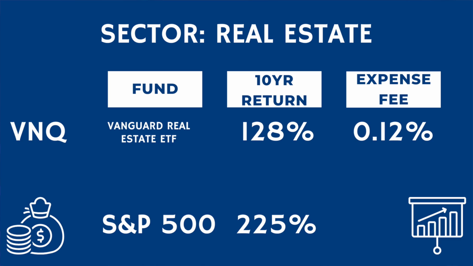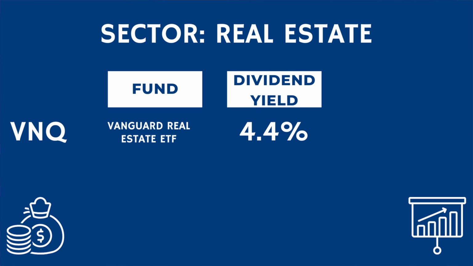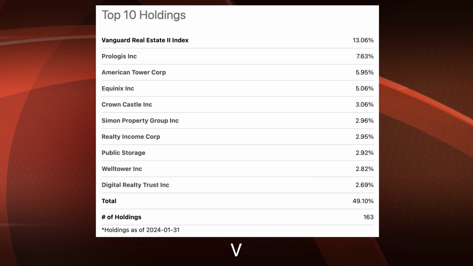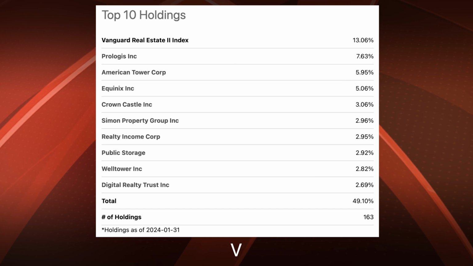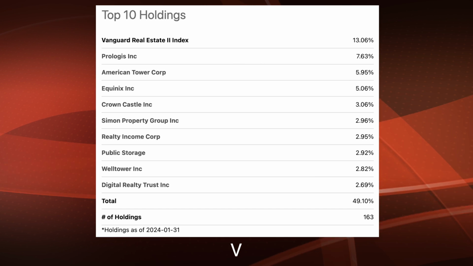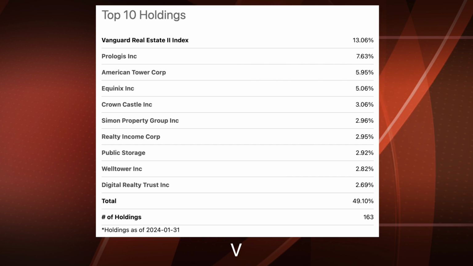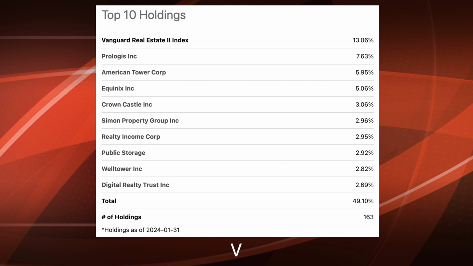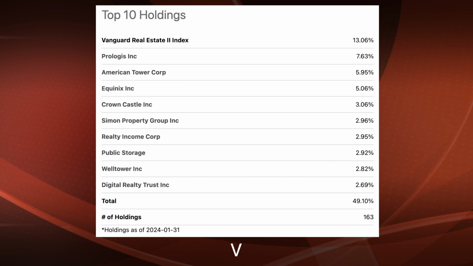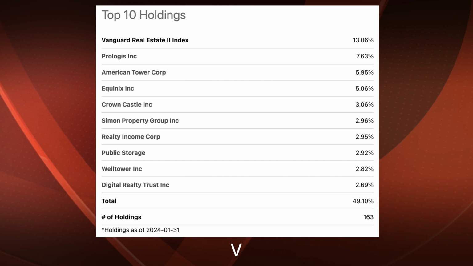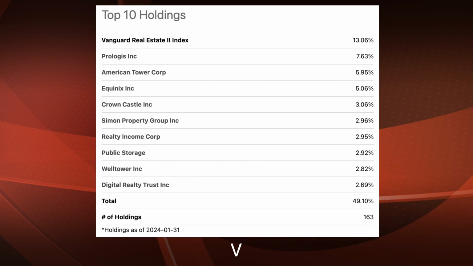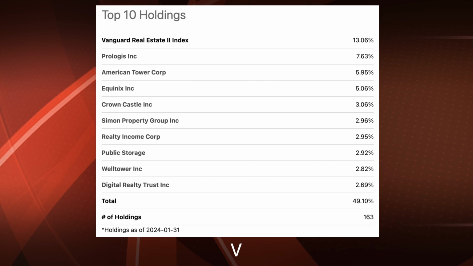In terms of the expense fee, VNQ has an expense fee of 0.12%, and it also produces the highest dividend yield on today's list, with VNQ producing a dividend yield of 4.4%. Now let's take a look at the ETF's top holdings, which include the Vanguard Real Estate 2 Index, and these other REITs that you see on this list, including the likes of Prologis, American Tower, Equinix, Crown Castle, Simon Property Group, Realty Income, Public Storage, Welltower, and Digital Realty Trust. Overall, it has 163 total REITs, with the top 10 accounting for nearly 50%.